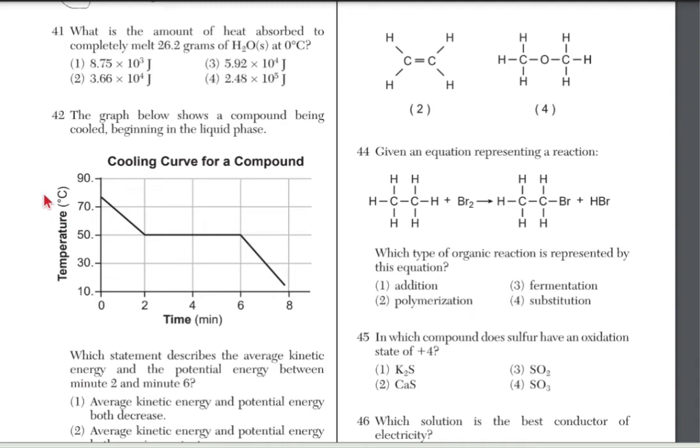If you plug in 26.2 grams times 334 joules per gram, the answer is 8,750.8. Answer choice 1.